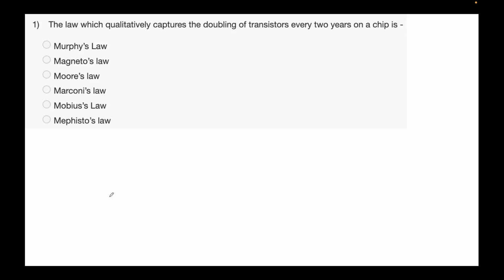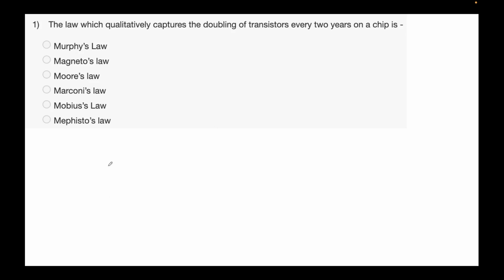This is very famous. Whenever you talk about semiconductors with the general public, let's say, this law comes into the picture. It's not effectively a law. I mean, there's no fundamental proof of it, but we have observed it to be true for decades. So the question asks for the law which qualitatively captures the doubling of transistors every 2 years on a chip.